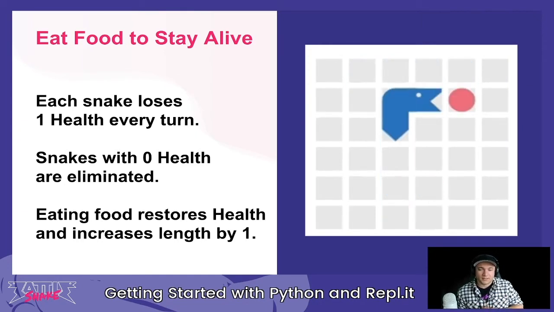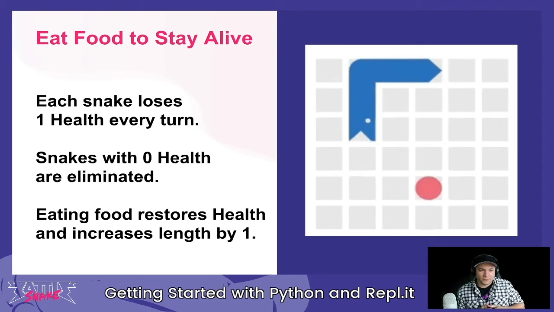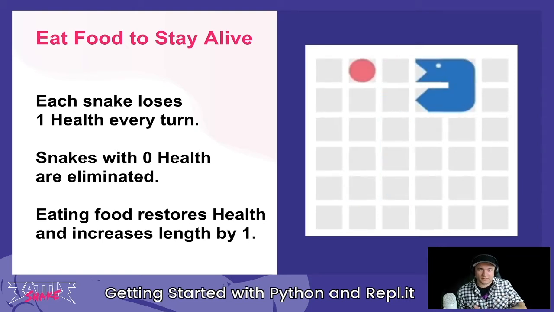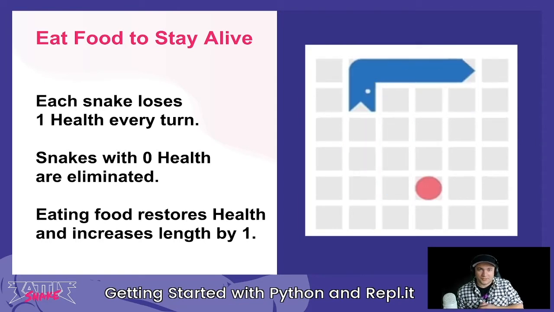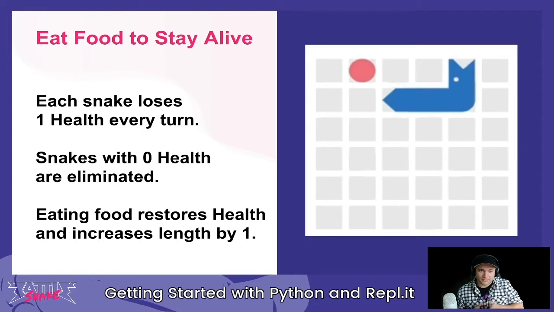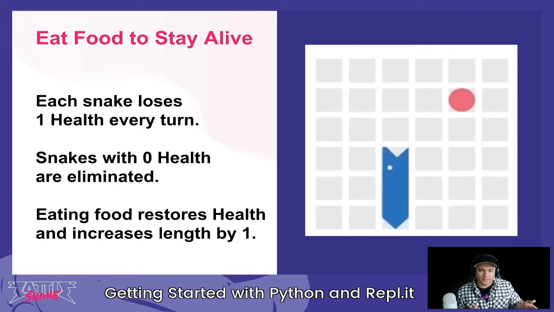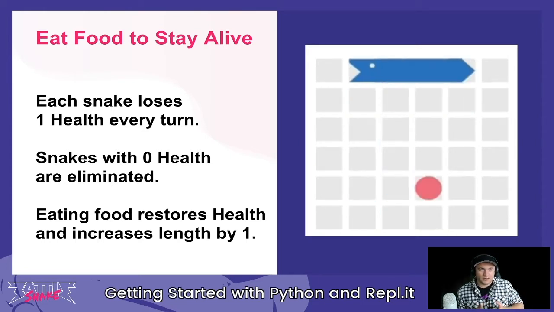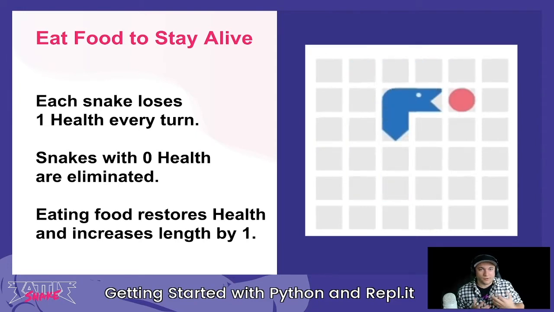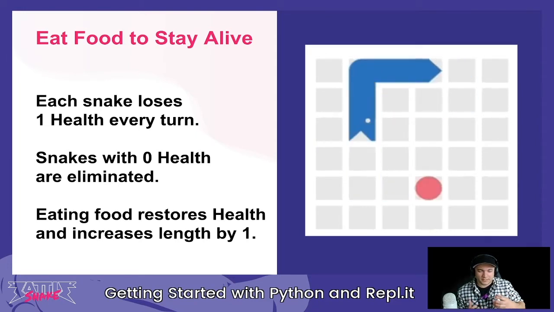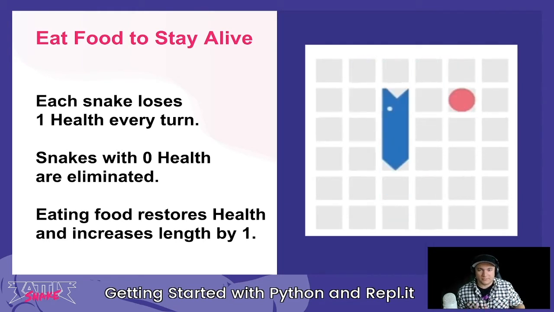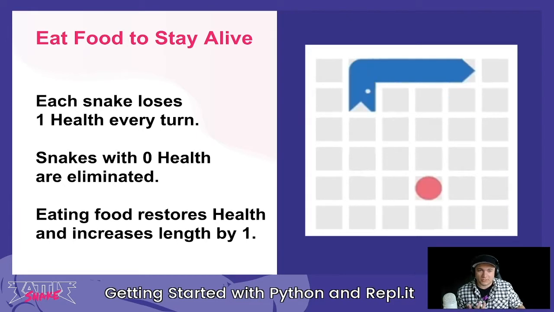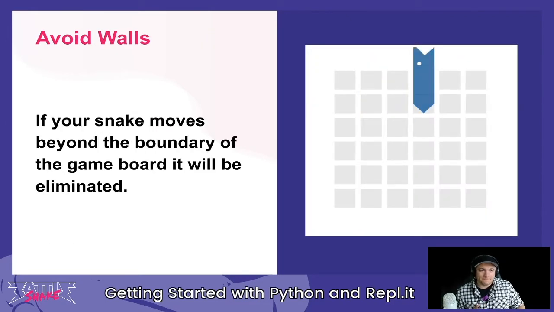Whenever you eat food, as represented by the red discs on the board here, your health is going to go from wherever it is up to 100%, so you'll go straight to full health. And your snake will also get 1 square longer, so you're going to grow. What this means is that as you eat food to stay alive, you'll eventually take up more and more of the board, and it'll be more difficult to survive, especially when there are multiple snakes doing this.